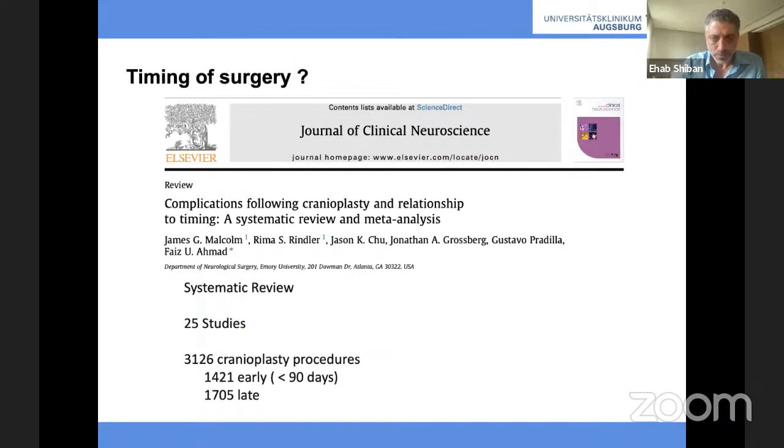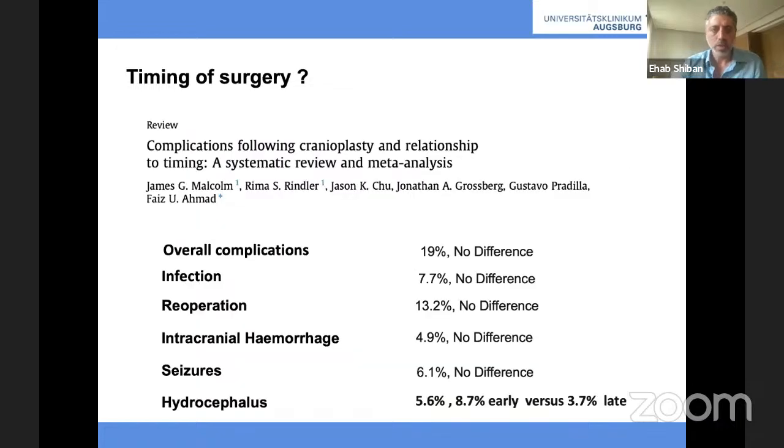Looking now at timing of surgery, this is sometimes an issue for the younger patients because you feel obliged to have the cranioplasty sooner, after 4 to 6 weeks. Should we do that? Well, the answer is no. This is a systematic review, 25 studies looking at more than 3,000 patients. Early surgery was defined as less than 90 days after craniotomy, and 1,700 patients had a late cranioplasty. You see here that there were no real complications, no real difference between early and late surgery.